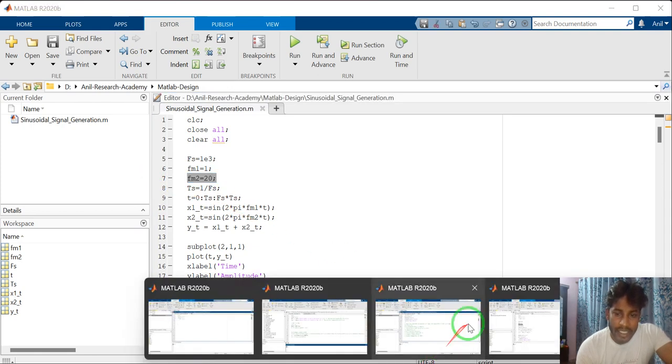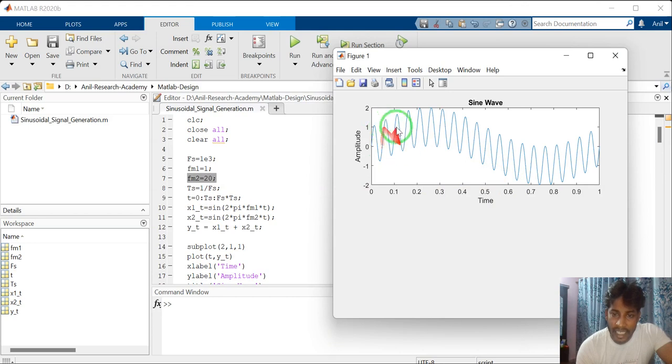Okay, so in one second there are 20 cycles of signal x2. This one is the x1 signal. X1 signal has frequency 1 hertz. It means in 1 second only one cycle. See, this is one cycle, and x2 has 20 cycles in 1 second. This is 0 to 1 second, so there are 20 cycles. These two signals are added and I have plotted yt. Okay, this is the time domain signal. Now I will convert this into frequency domain signal, and we can clearly see what frequencies are in this mixed signal.